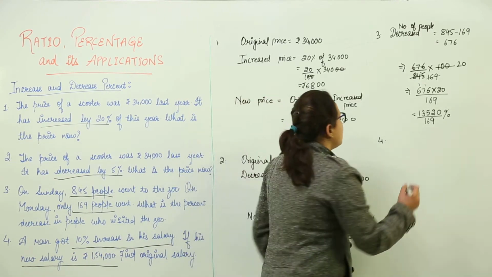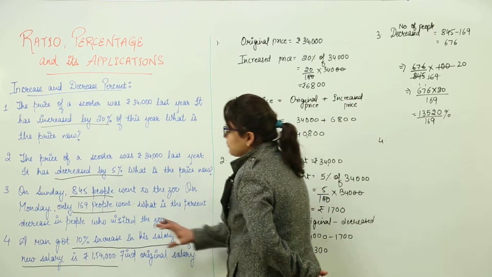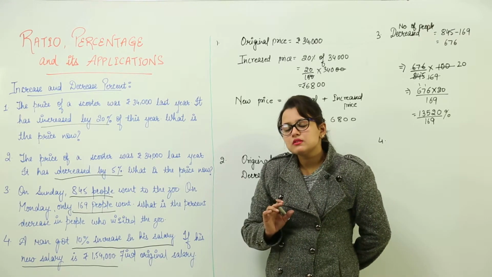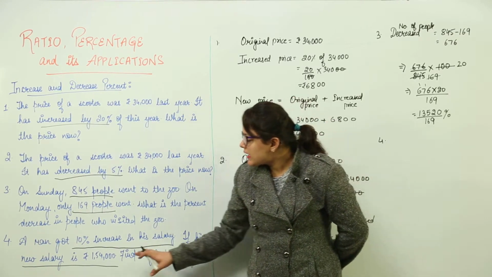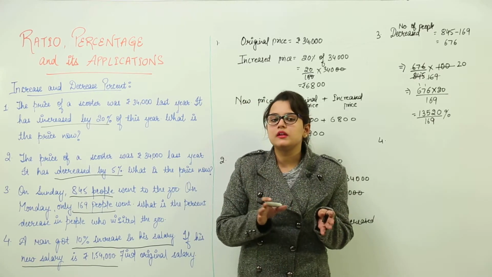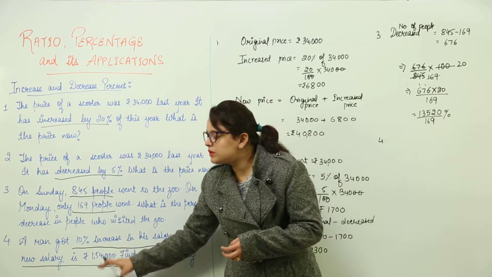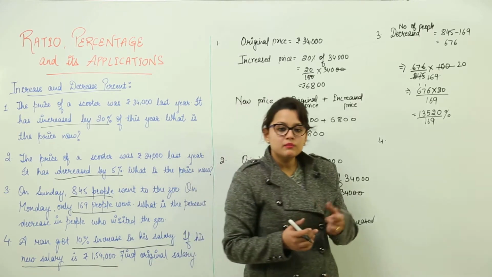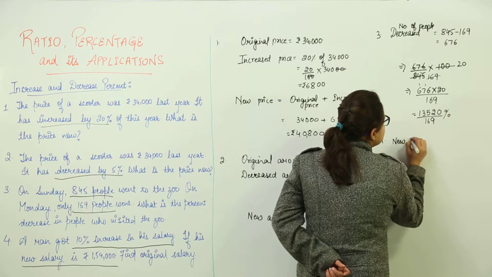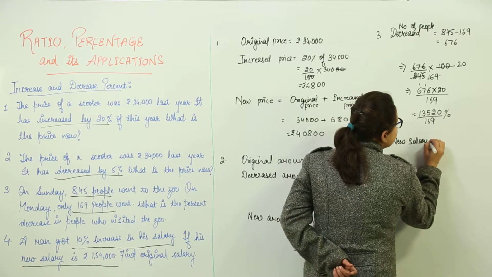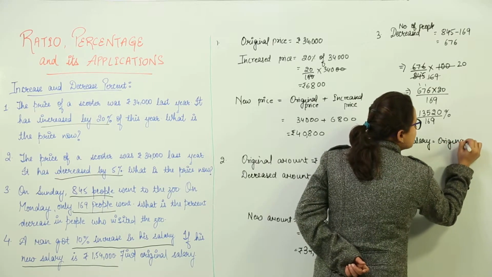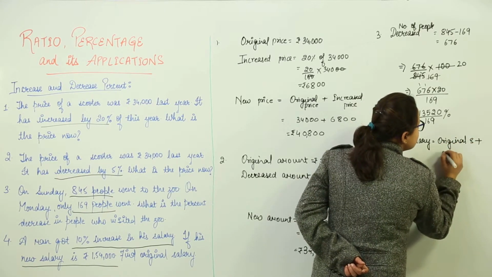Now over here, can you identify one thing? The 10% of the original salary was the amount that was increased. Am I right? And the added amount, the original salary plus the increased salary, the total new salary has also been provided to you in the question. That makes my equation actually. The new salary is equal to the original salary plus the increased salary.